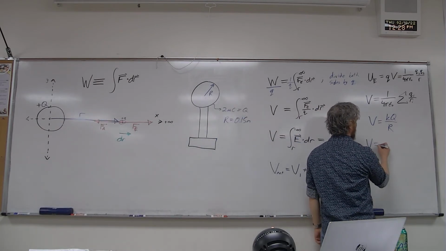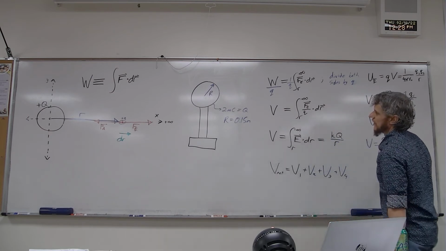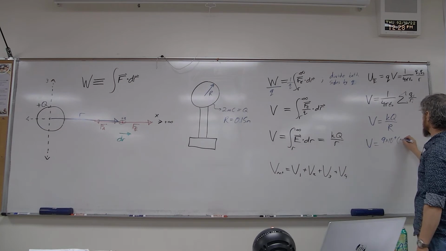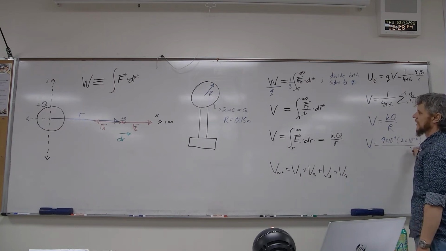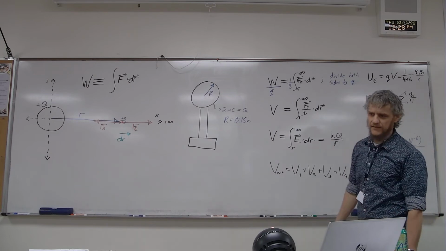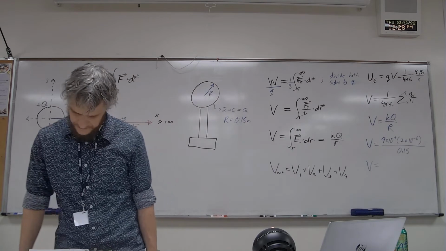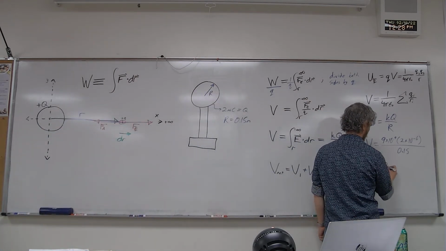So let me plug in those numbers. 9 times 10 to the 9th times 2 microcoulombs, 2 times 10 to the negative 6th, divided by 0.15. And you get a voltage of approximately 120,000 volts.